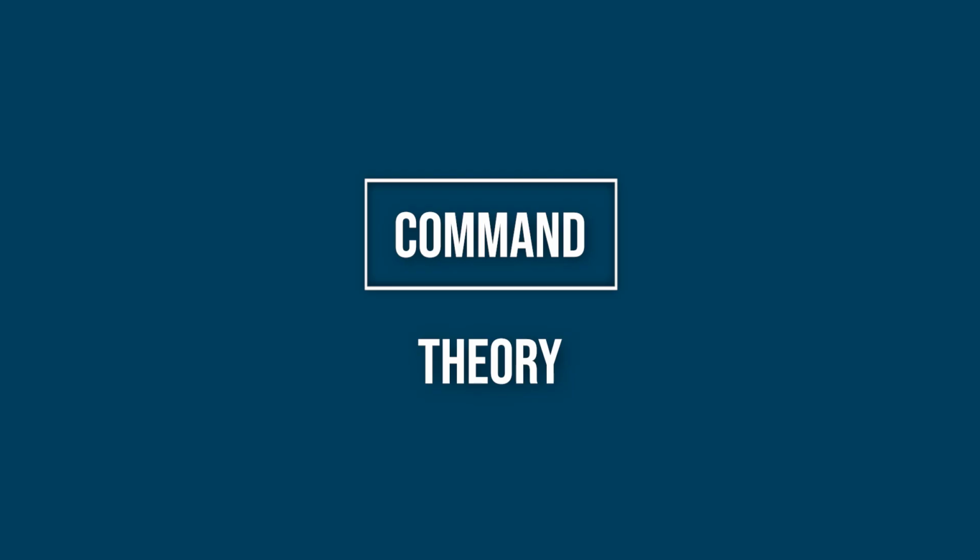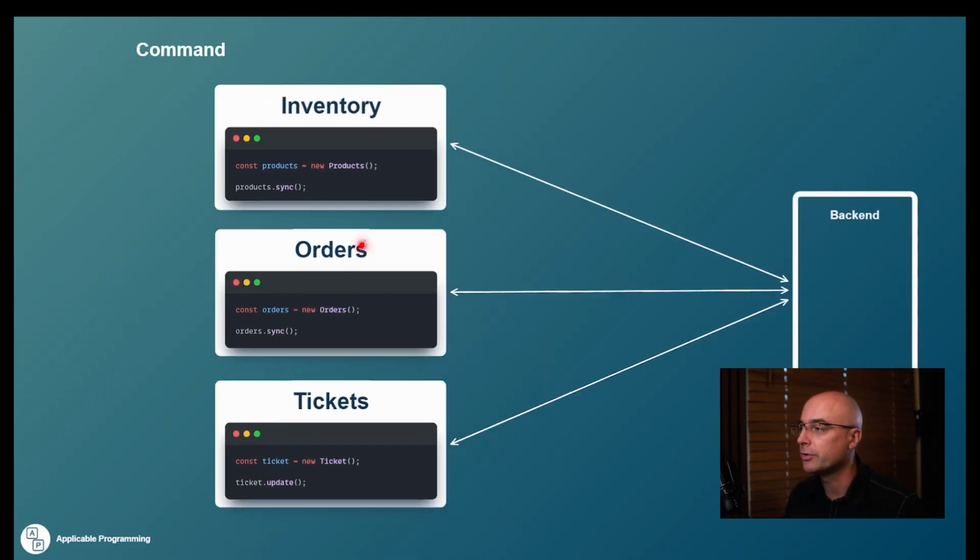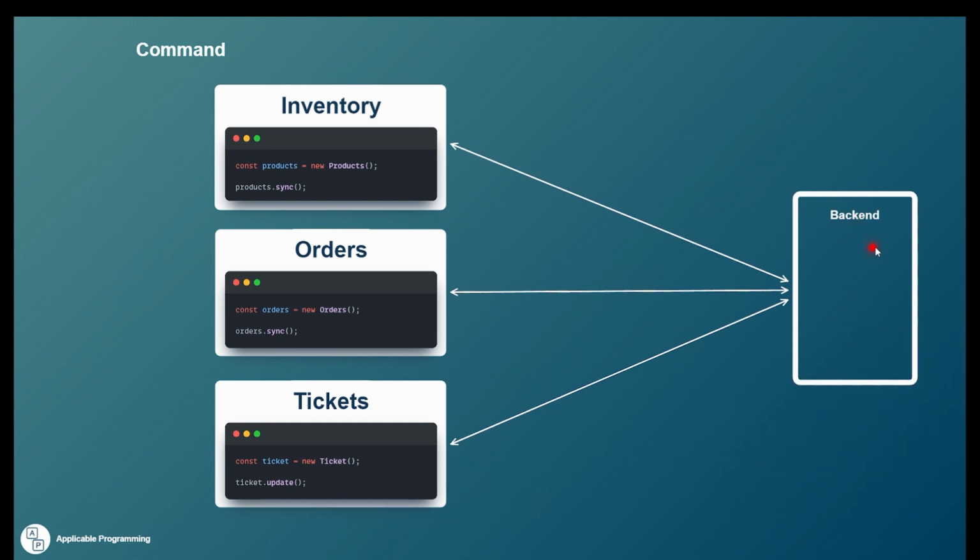Let's now look at one theoretical problem and the solution that the command pattern solves. Here I am acting as a business owner with an e-commerce website. So on the admin page, there are three components presented to me: the inventory, orders, and the tickets. And each of these components has some communication with the backend, here presented with a white square box. Now, this is nothing special, it's just a regular page, right? However, each component has its own challenges.